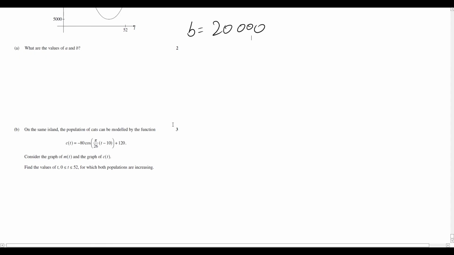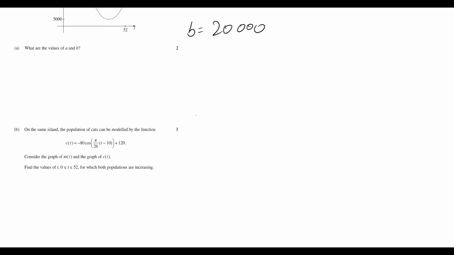Now for part B. On the same island, the population of cats can be modelled by the function c of t equals minus 80 cos of pi on 26 times t minus 10, plus 120. So now what we need to do is consider the graph of m of t and the graph of c of t and find the values of t such that both populations are increasing.